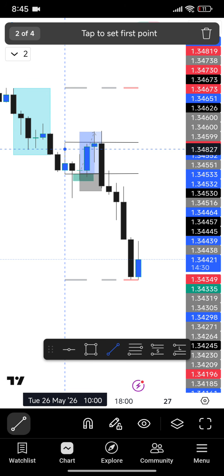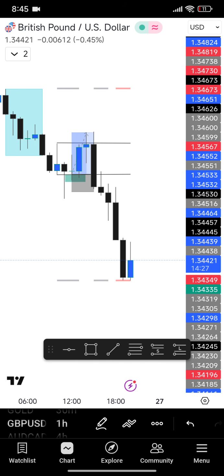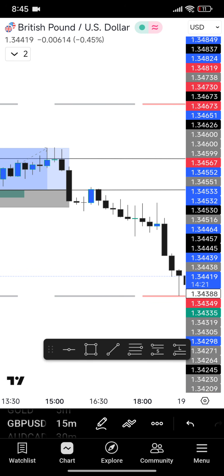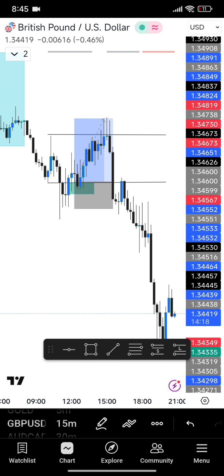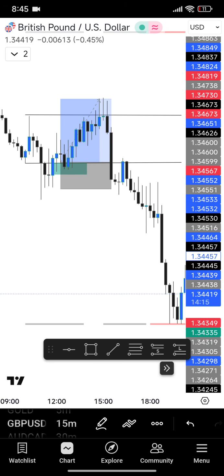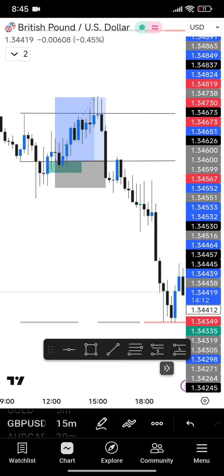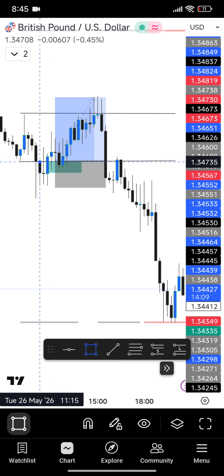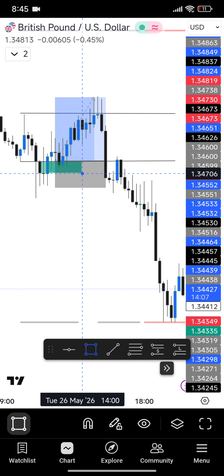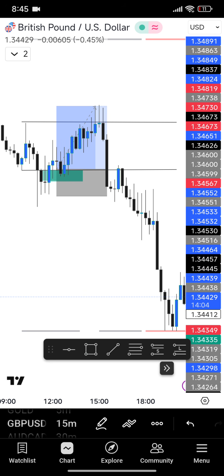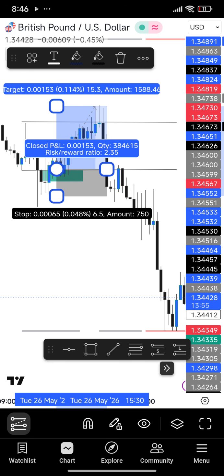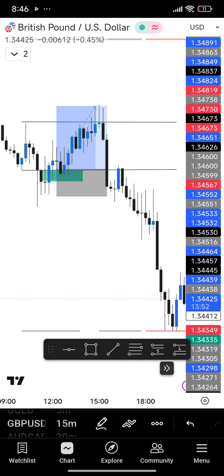After I had my bias, the next thing for me to do is to go down to a lower time frame to know a POI I'm going to take the trade from. So I went to the 15 minutes time frame, and when I went to this 15 minutes time frame, I saw this order block. I marked this order block from here. I marked that as my order block, and I just waited for price to retrace down to that order block, and I took my trade. I think I was targeting, yeah, 1 ratio 2.35. So that's just how I took this trade.